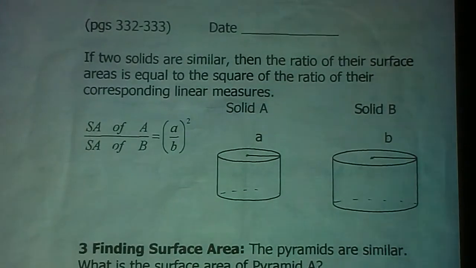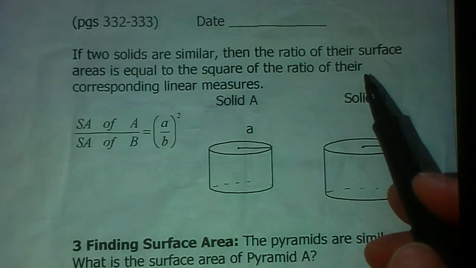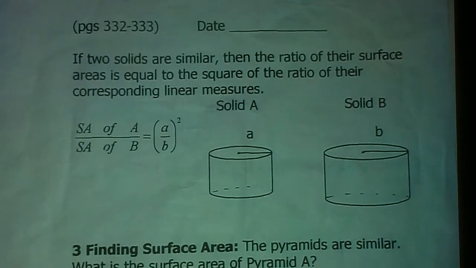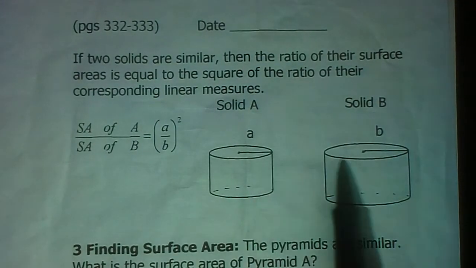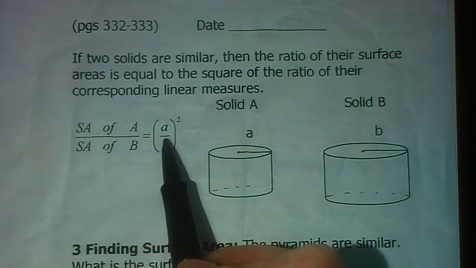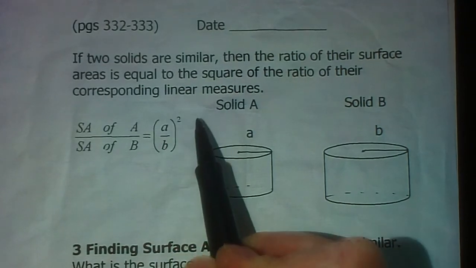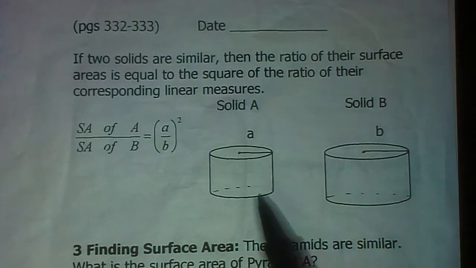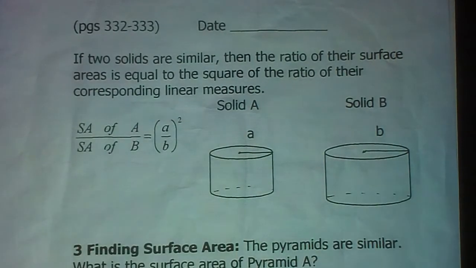Next topic here. If two solids are similar, then the ratio of their surface areas is equal to the square of the ratio of their corresponding linear measures. Again, kind of a mouthful, but basically what this is saying is that if I have two similar shapes, the ratio of their surface areas is equal to the ratio of some corresponding lines squared. So let's do an example with this. I showed you two solids here as well. This just means that the ratio of their surface areas is equal to a squared over b squared. All right, let's try one.